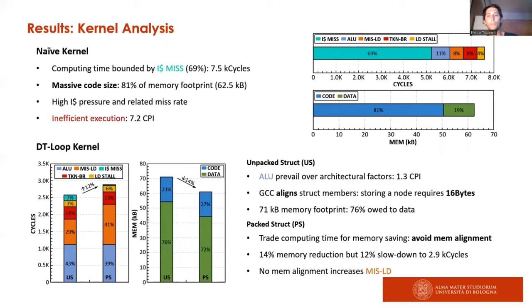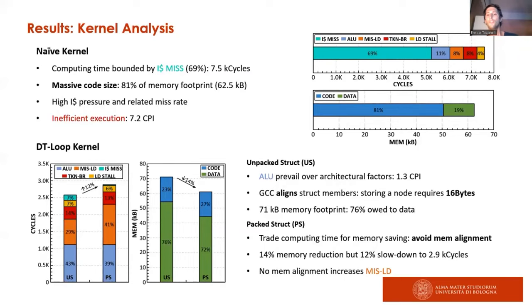The naive DT kernel execution is largely bounded by structure miss. The massive code size accounts for about 80% of the memory footprint, leading to a high pressure onto the instruction cache and the degradation of the CPI. Moving to the struct-based DT loop kernel decreases the computing time and delivers a 1.3 CPI.